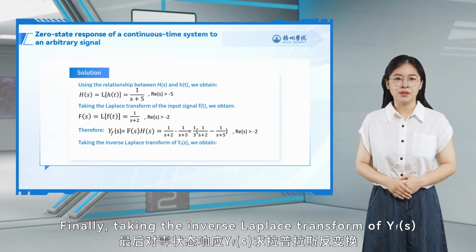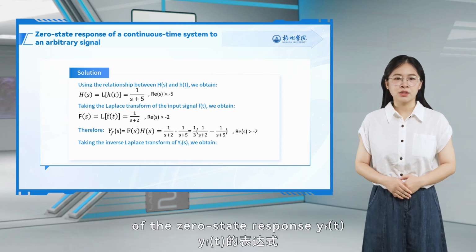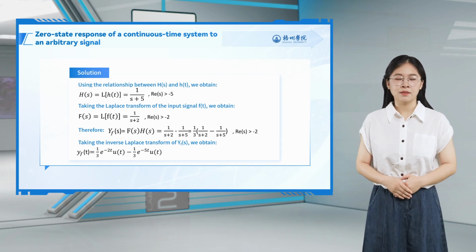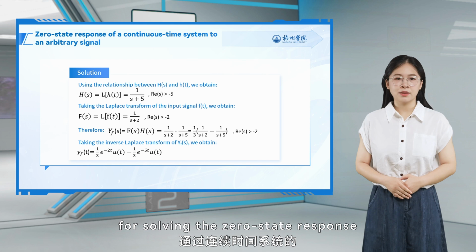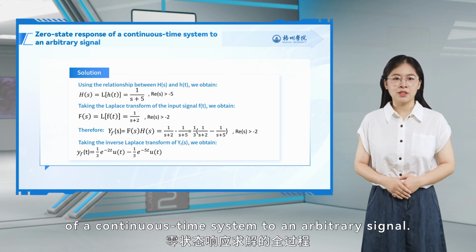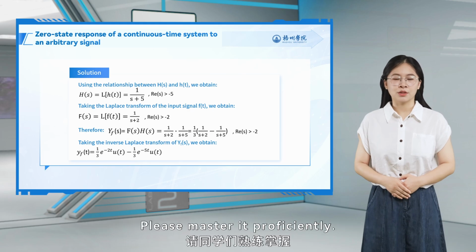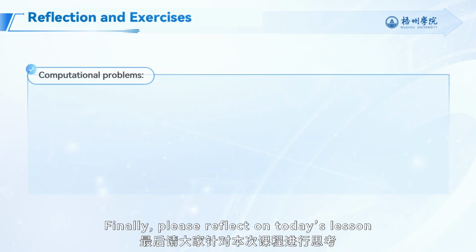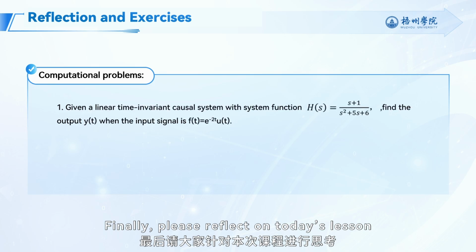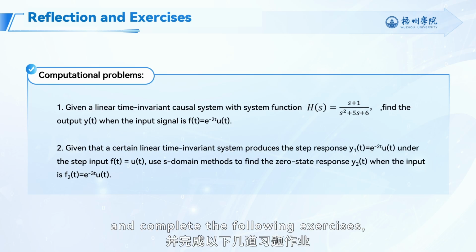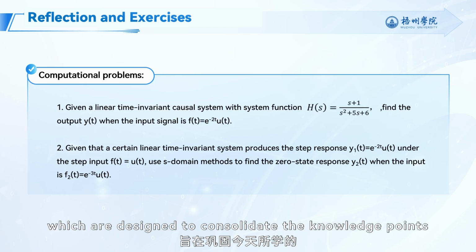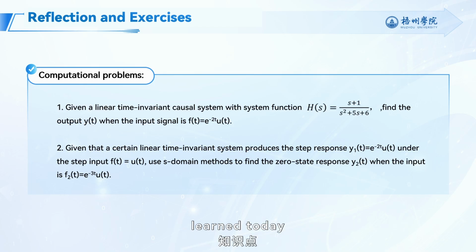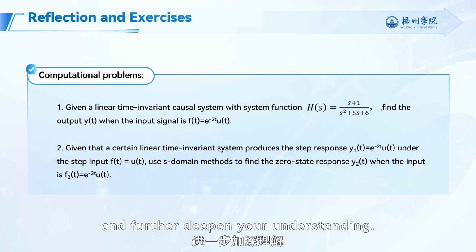Finally, taking the inverse Laplace transform of yf of s yields the time domain expression of the zero-state response, yf of t, as shown in the result. This is the complete procedure for solving the zero-state response of a continuous time system to an arbitrary signal. Please master it proficiently. Finally, please reflect on today's lesson and complete the following exercises, which are designed to consolidate the knowledge points learned today and further deepen your understanding.